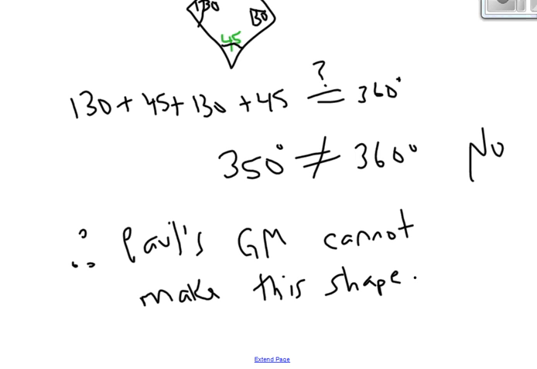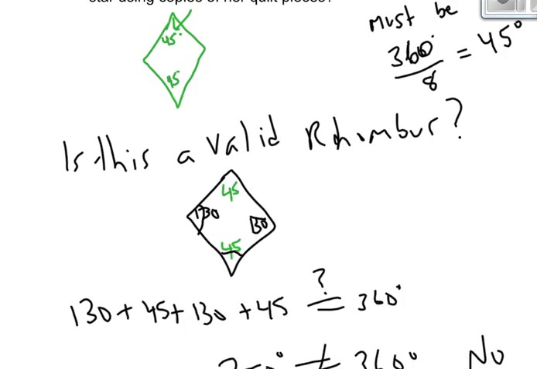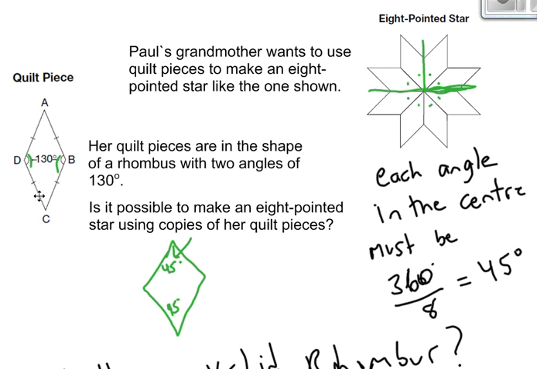Okay, so again, we had to make sure that these pieces had the right angle to fit perfectly around in a circle. And what we discovered is that that angle would have to be 45 degrees, and the rhombuses that she's cut out would not have a 45-degree angle there. Okay, a great question. Let's look at the next one.